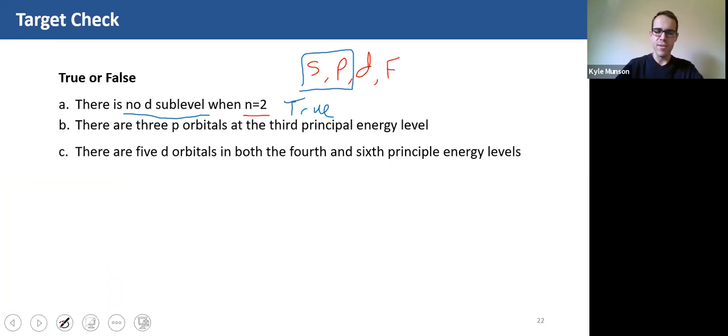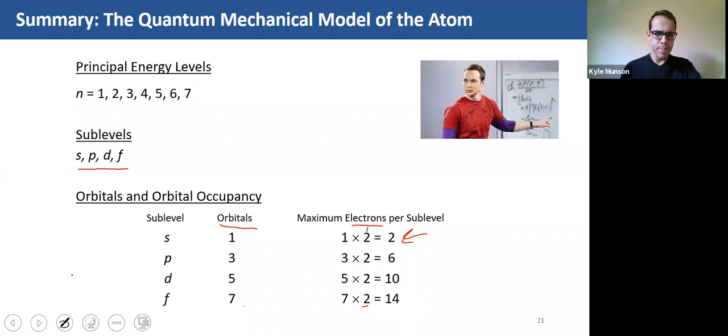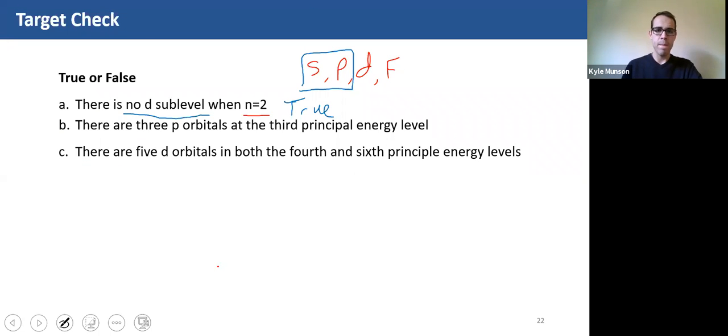I'll say that again because I'm messing it up. It's too early in the morning, but there are no D sublevels when n is equal to 2. That is a true statement. Next, there are 3 p orbitals at the third principal energy level. Well, there are always 3 p orbitals. That's the maximum we can have. So even when n is equal to 3, the third principal energy level, we could still have 3 p orbitals. So this is also true.